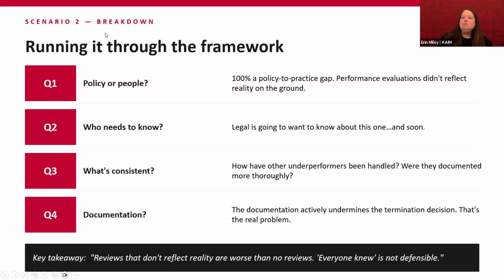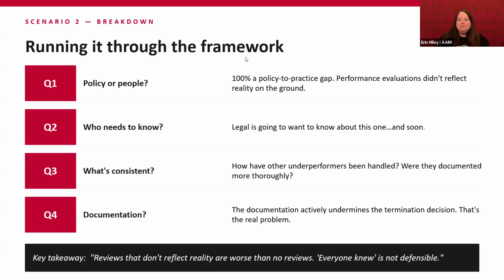As we think through policy or people, it's a classic policy to practice gap. The performance management process exists, but it wasn't applied honestly. The meets expectations rating is a policy artifact that now contradicts the termination decision. Who needs to know? Legal needs to know about this immediately. The documentation problem creates exposure, and the sooner the organization understands that, the better.